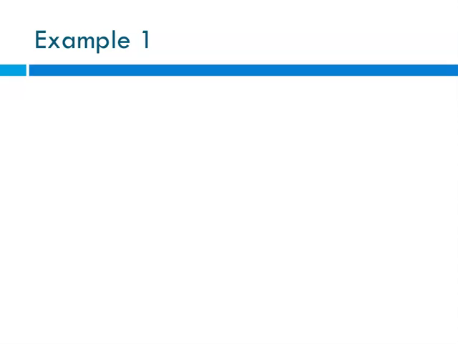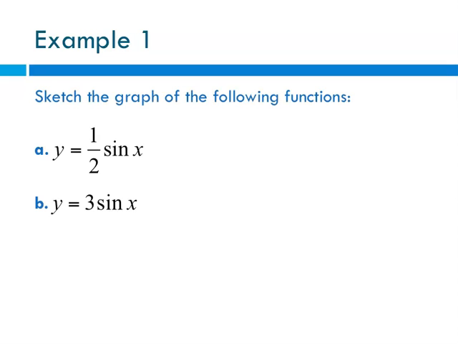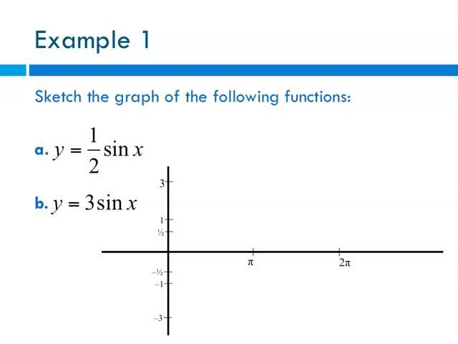Okay, so in example 1, sketch the following functions: y equals 1/2 sine of x, y equals 3 times sine of x. So here is our parent function, just y equals sine of x, where the amplitude is 1, right, because a is 1 times sine of x. So 1/2 times sine of x means that 1/2 is going to be half the distance between the max and the min. Now, if we are just looking at this as a transformation on its own, you can absolutely say, oh, it goes up to 1/2 and down to negative 1/2.